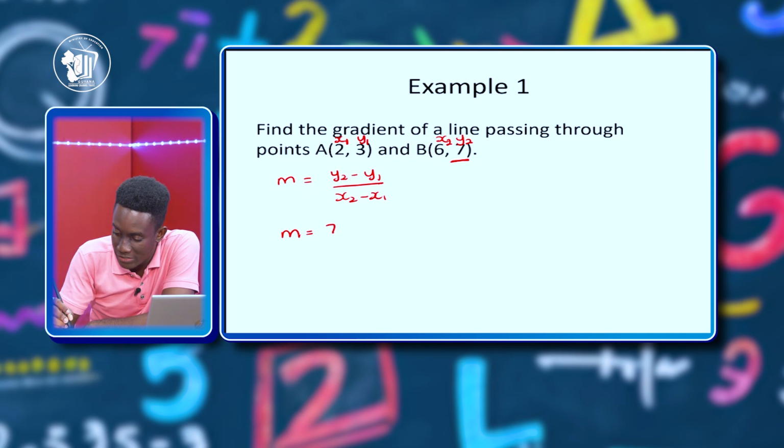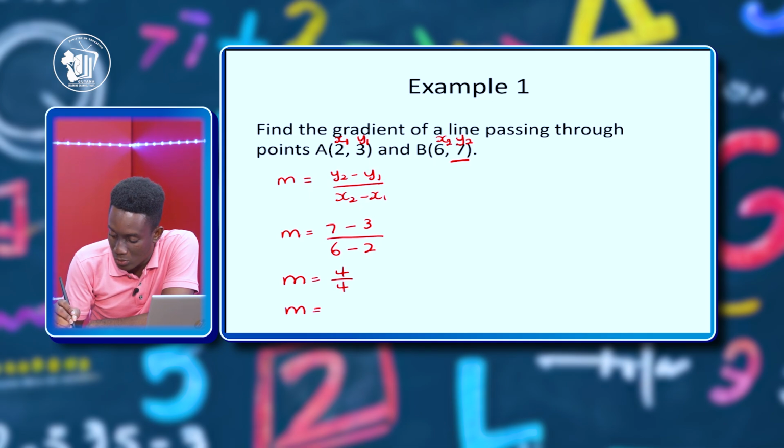So y2 is 7. Subtract y1, which is 3. And all of this will be divided by x2, which is 6, subtract x1, which is 2. So the gradient will be equal to 7 subtract 3, which is 4, all divided by 6 subtract 2, which is 4 as well. So the gradient will be equal to 4 over 4, which is 1 over 1, or we can say 1.